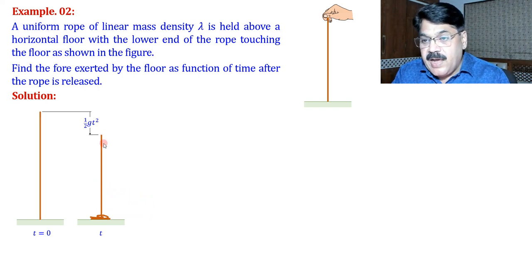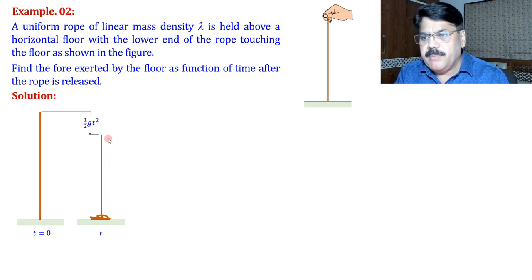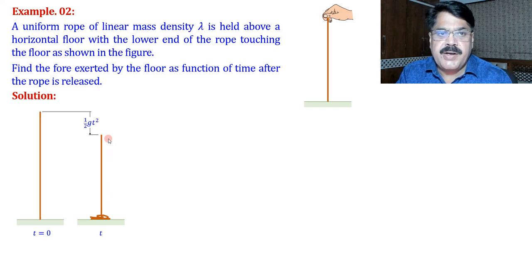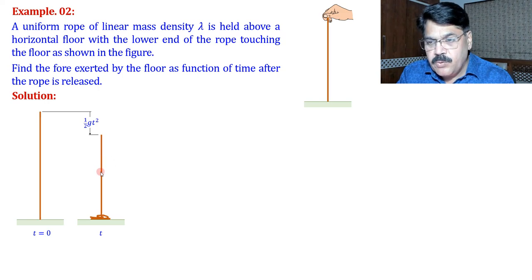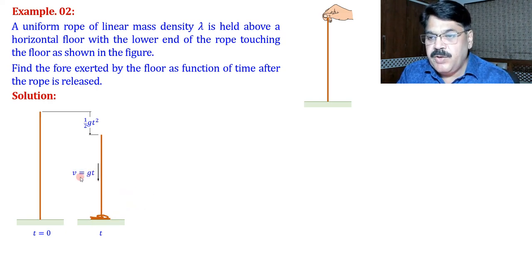Now the entire vertical rope is moving with the same velocity. Of course, that velocity is variable. As time increases, that velocity increases because it has the acceleration g. But every point on the vertical portion of the rope has the same velocity, and all the points in the heap have zero velocity. So let us say this velocity is v, and we can write very easily v is equal to g t.